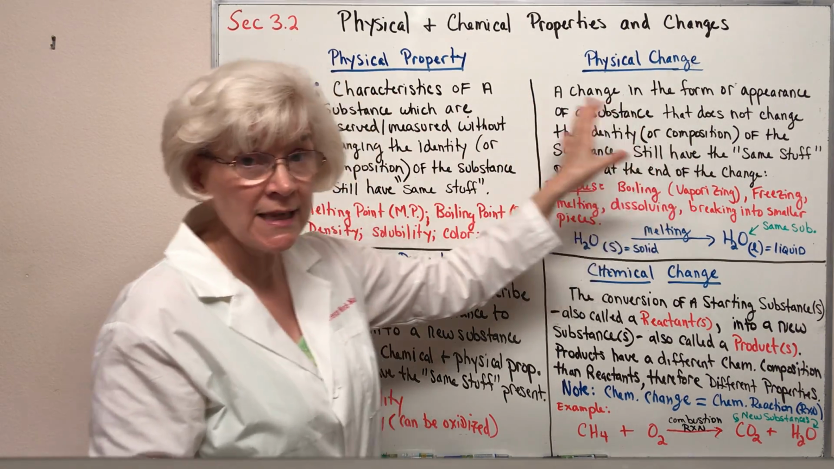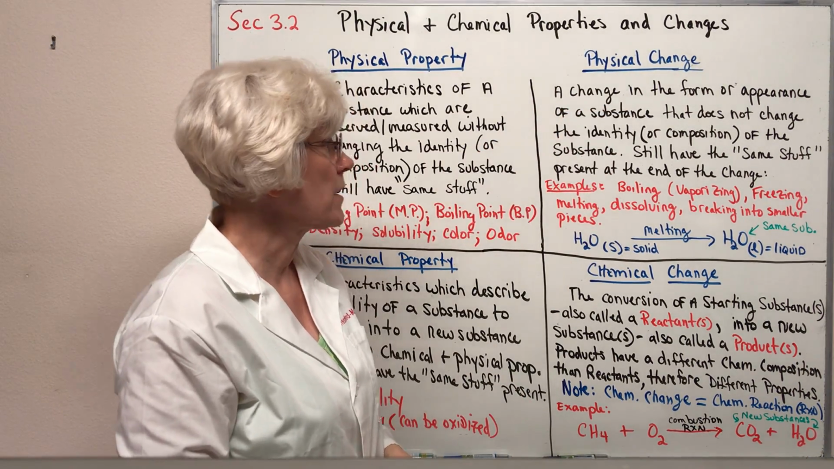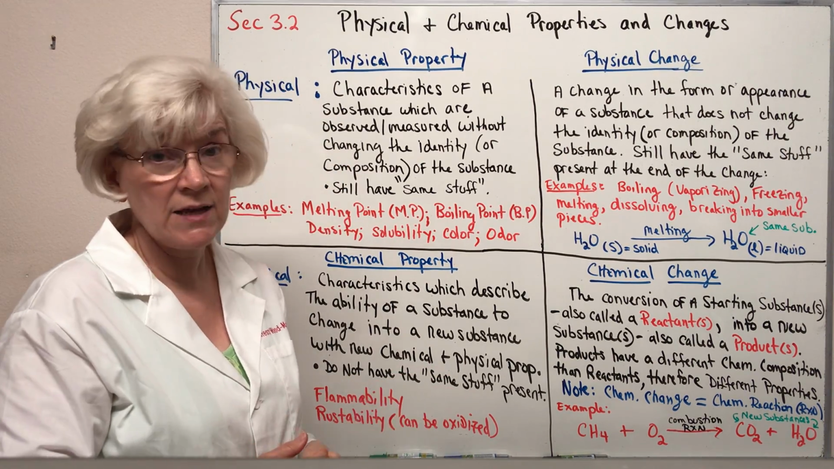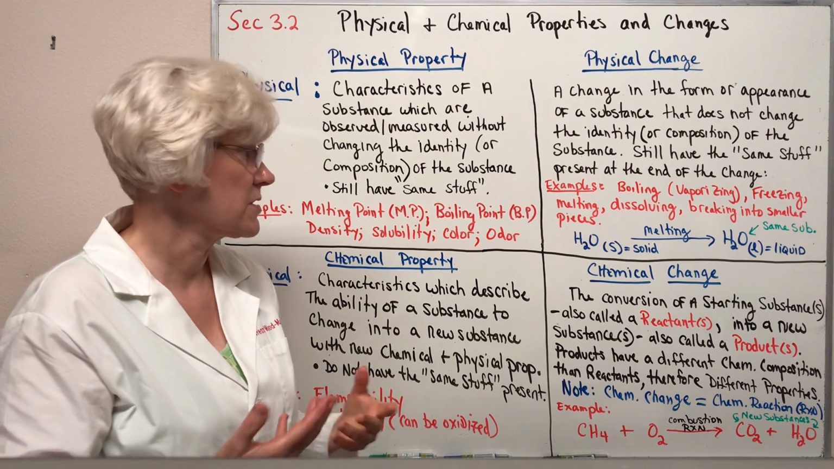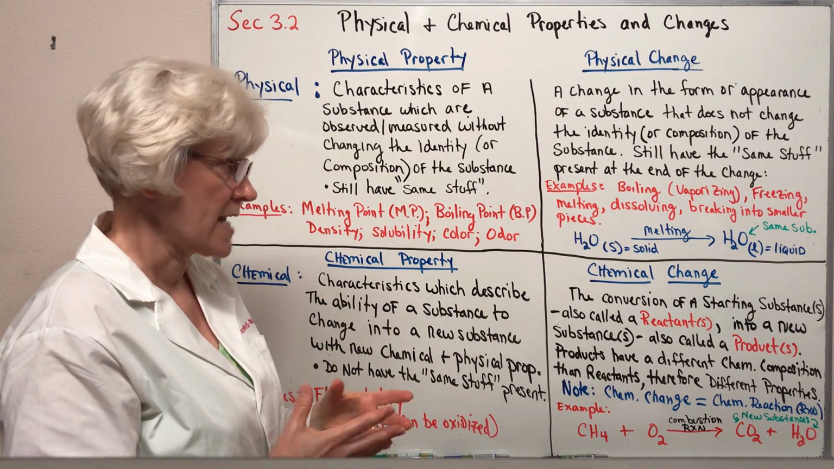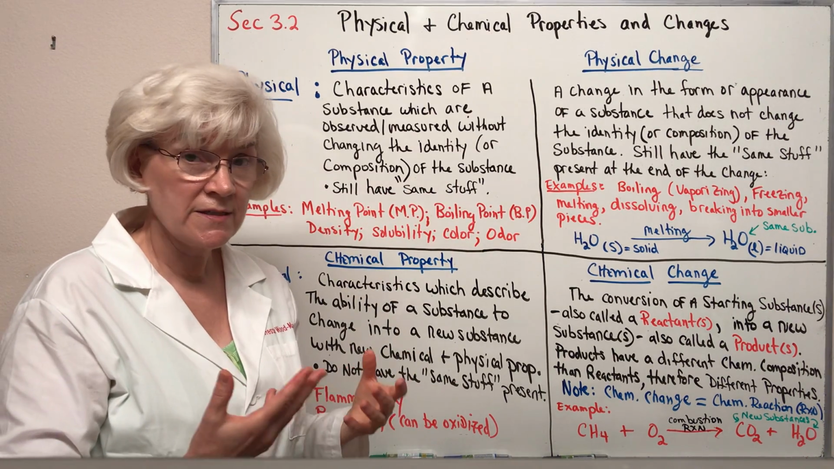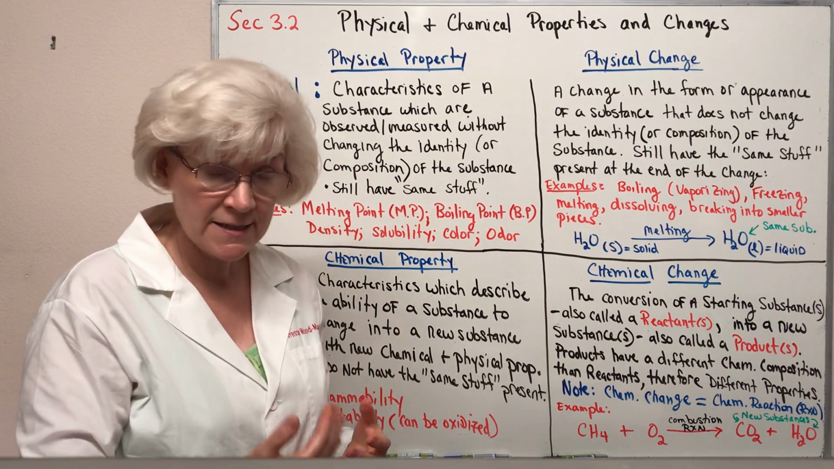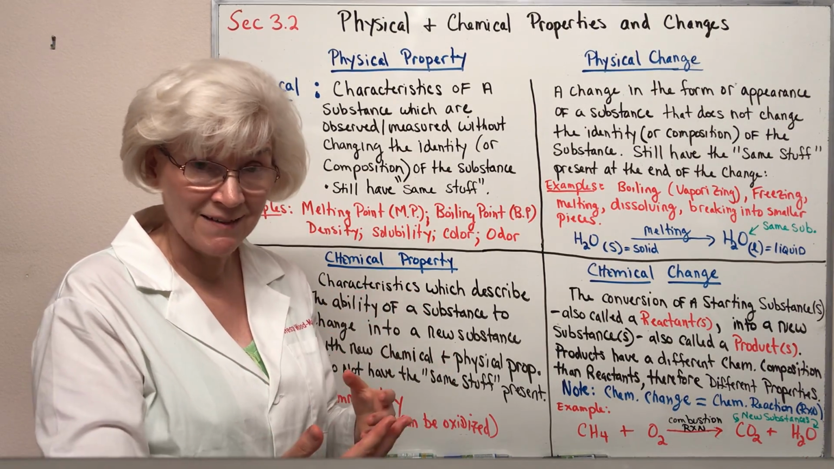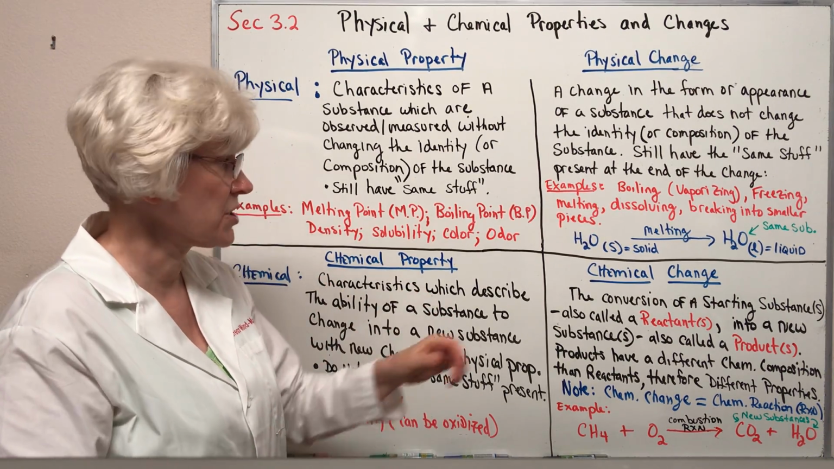Physical changes are closely linked with physical properties. A physical change is the change in the form or appearance of a substance that does not change its identity or composition. In other words, you still have the same stuff present at the end of the physical change. Melting point and boiling point are discussions of changing the phase of matter, say from a solid to a liquid or from a liquid to a gas, but you still have the same substance present at the end of that change.